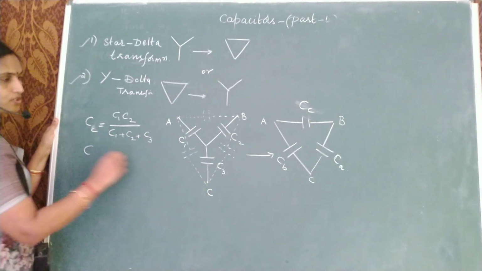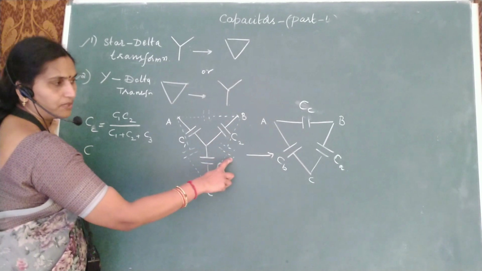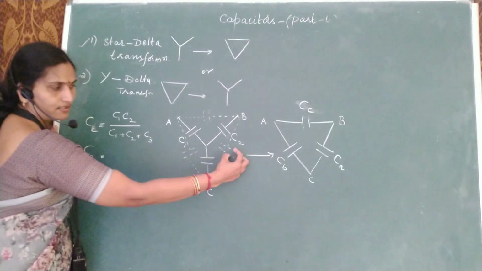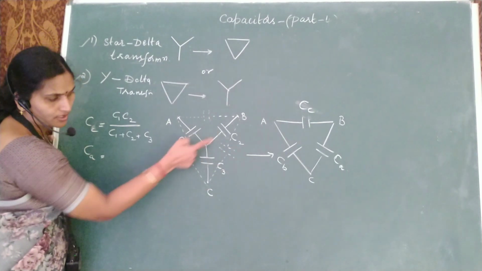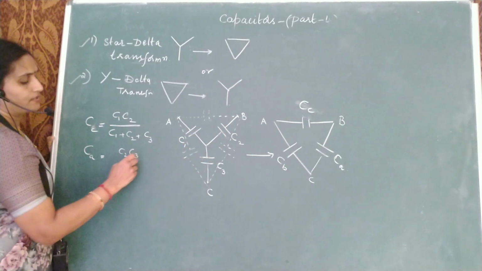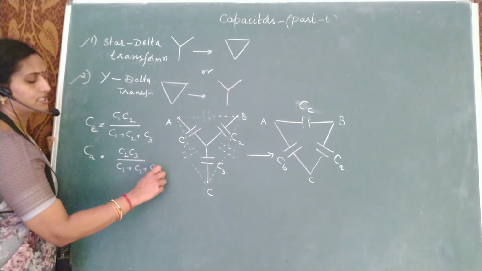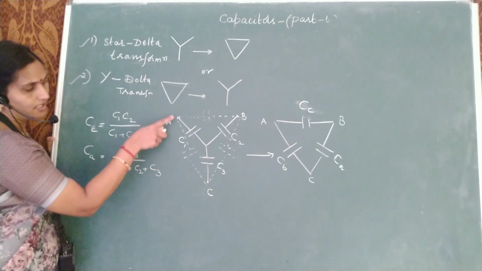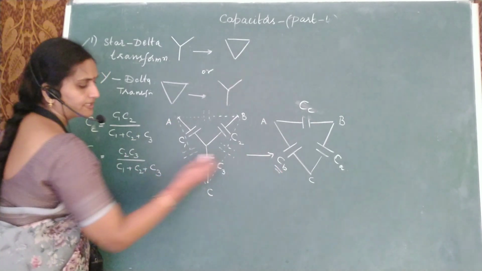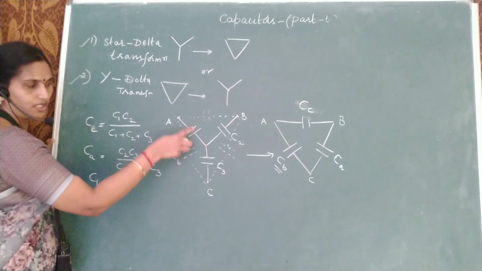Now similarly, tell me what should be the answer for the capacitance between B and C, which we named CA. So if I want the answer for CA, it is the product of these two, C2 into C3, divided by C1 plus C2 plus C3. Similarly, if I want the capacitance between A and C, what is the name we have given? CB. So what should CB be equal to? Product of these two.